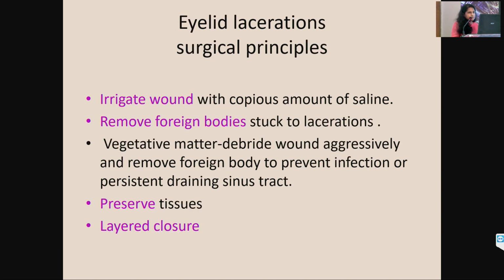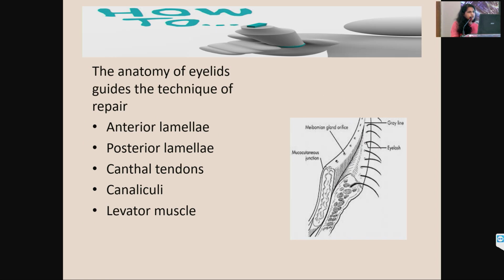What are the surgical principles? Irrigate the wound with copious amounts of saline. Remove all foreign bodies stuck to the laceration, especially vegetative matter. Preserve tissues as much as possible and plan for a layered closure. How to proceed? The anatomy of the lid will guide the technique of repair. We have the anterior lamellae, which consists of the skin and orbicularis, and the posterior lamellae consisting of tarsal plate and the conjunctiva. And we have other structures like canthal tendons, canaliculi, and levator muscle.